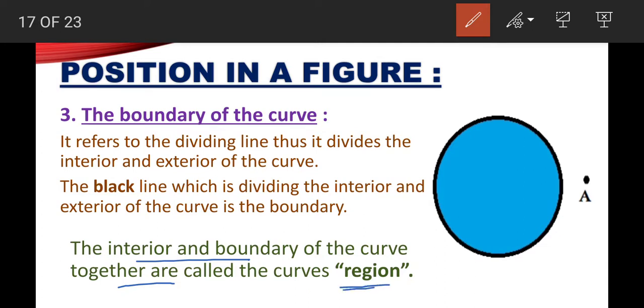So in this figure, look at this one, the blue color and black color together make the region. We can say that the space is known as the region.